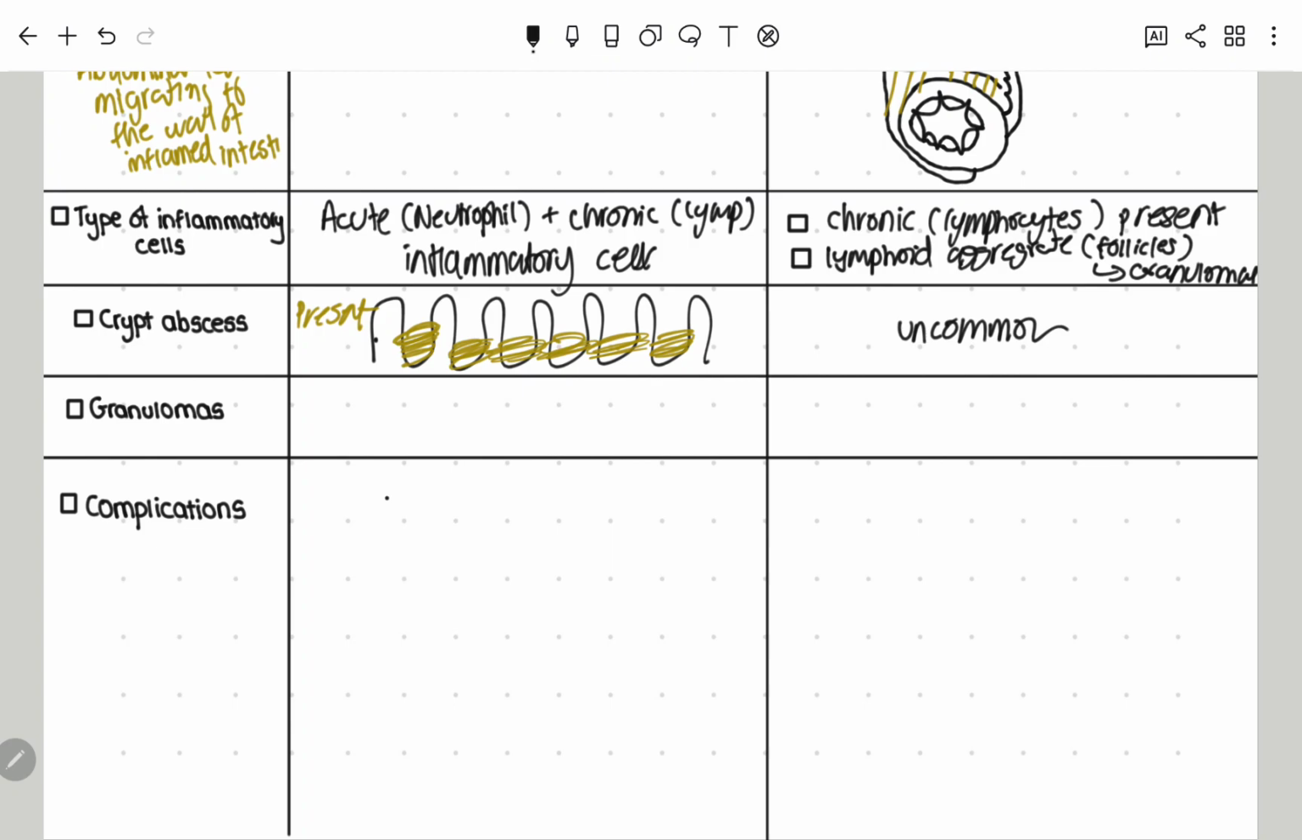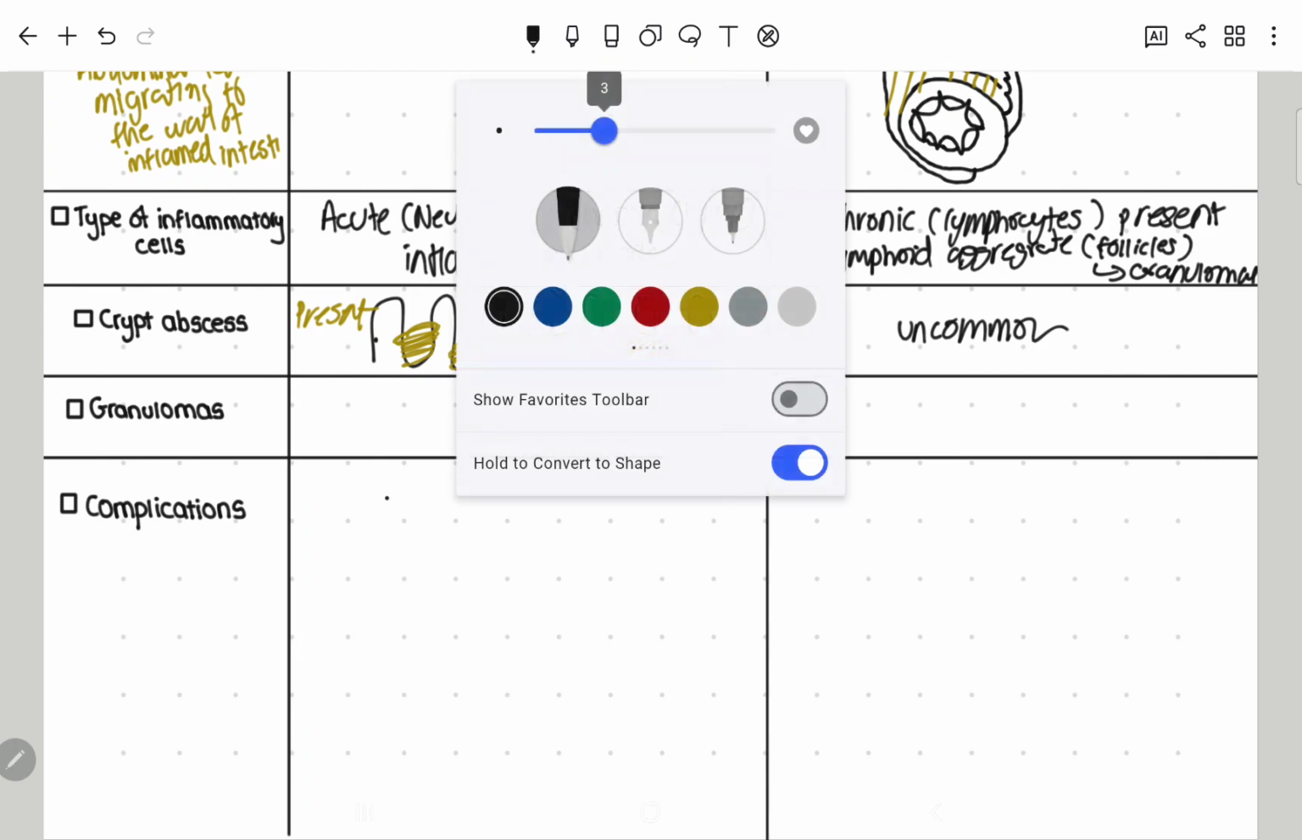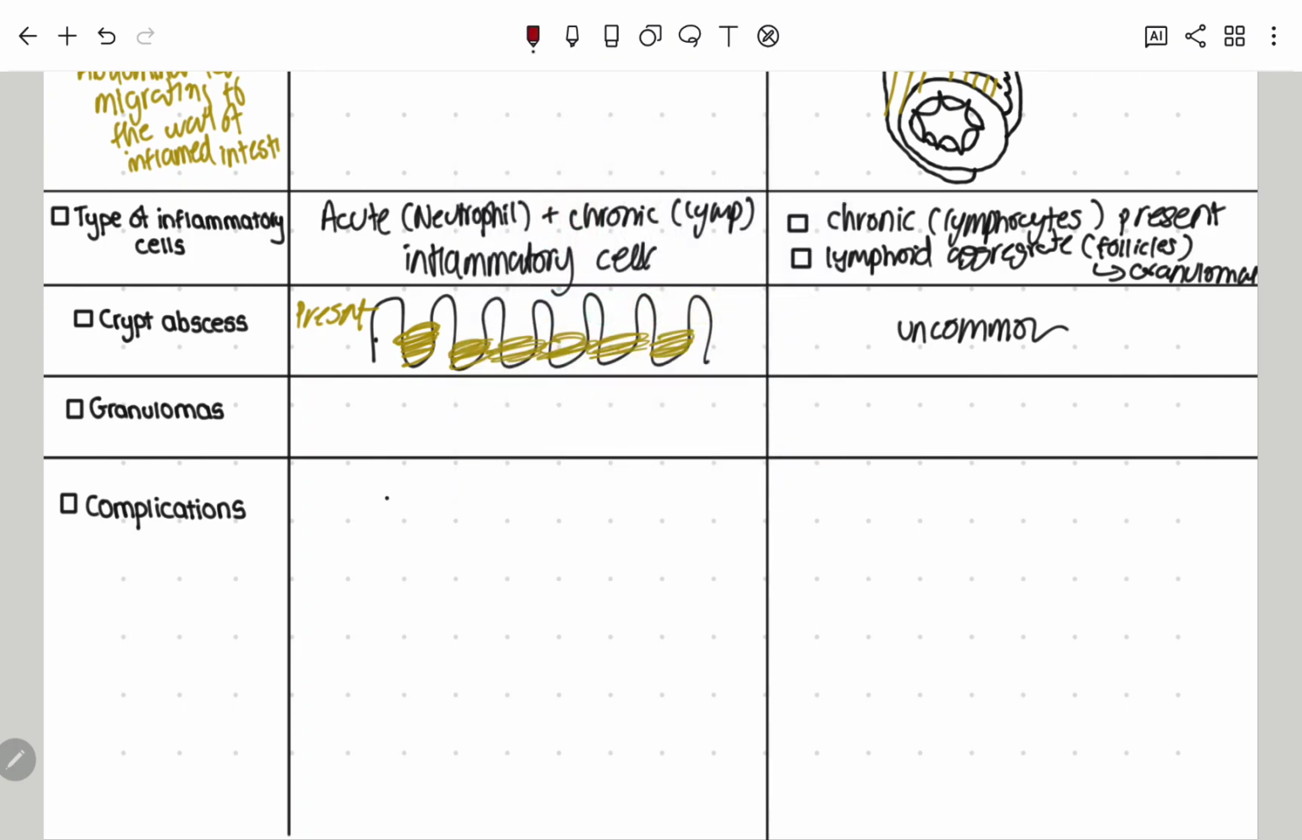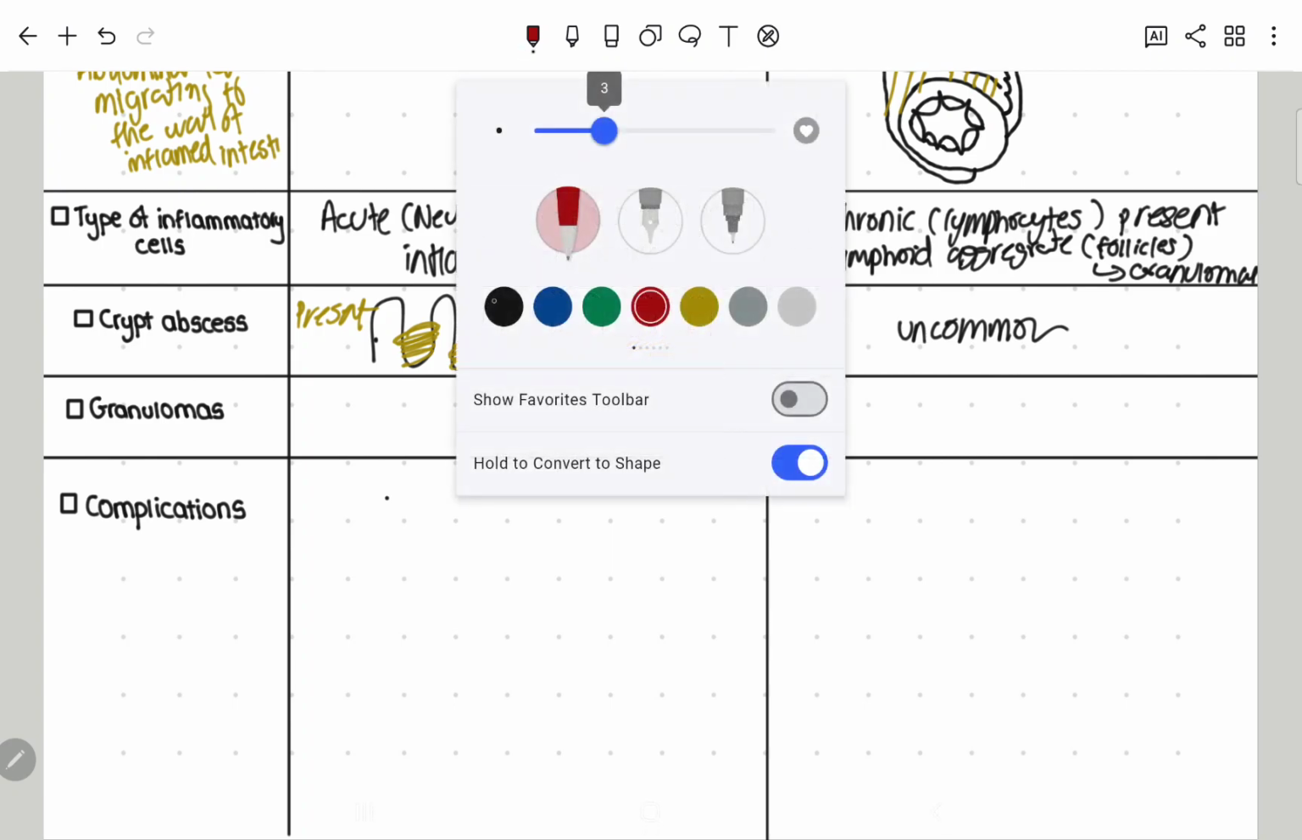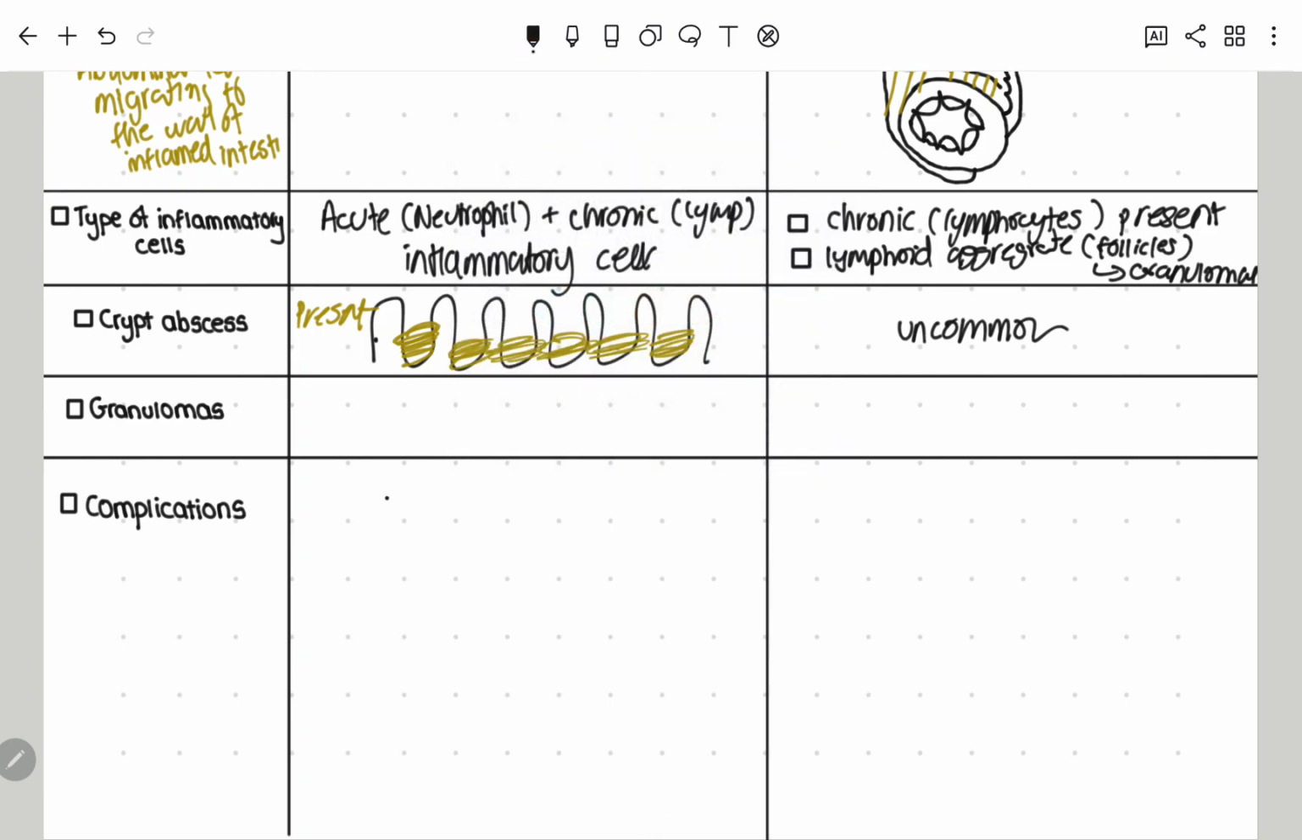Granulomas. Now obviously like we already mentioned, there is a larger abundance of chronic inflammatory cells in Crohn's disease, and so granulomas, non-caseating ones, are more common and present in Crohn's disease, whereas they are usually absent in ulcerative colitis. Now coming to the complications that can be associated with both ulcerative colitis and Crohn's disease.